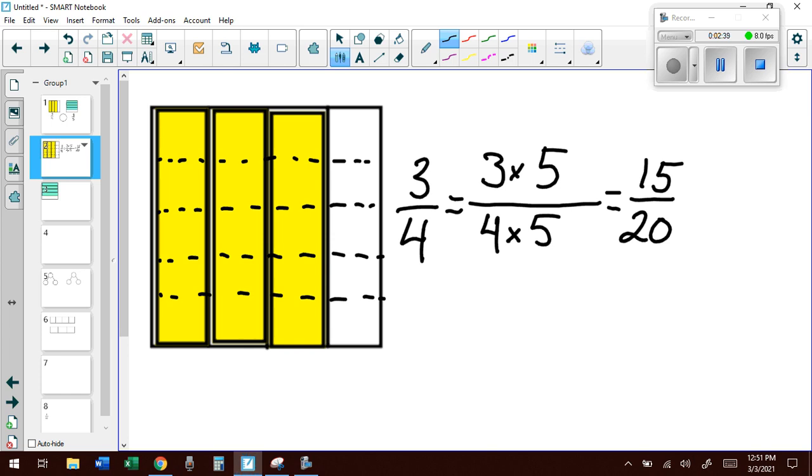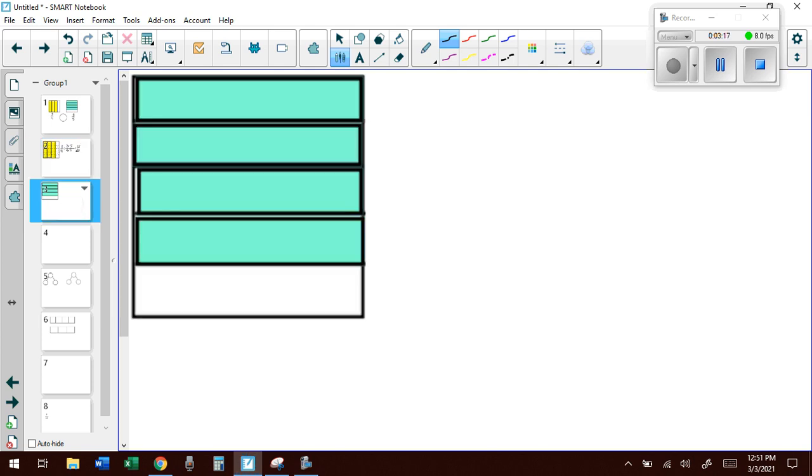So let's count our total units. 1, 2, 3, 4, 5, 6, 7, 8, 9, 10, 11, 12, 13, 14, 15, 16, 17, 18, 19, 20. 20 total units. Good. How many of them are shaded in? 1, 2, 3, up to 15. All right. So now I've shown in an area model, as well as a multiplication sentence, that 3/4 equals 15/20.